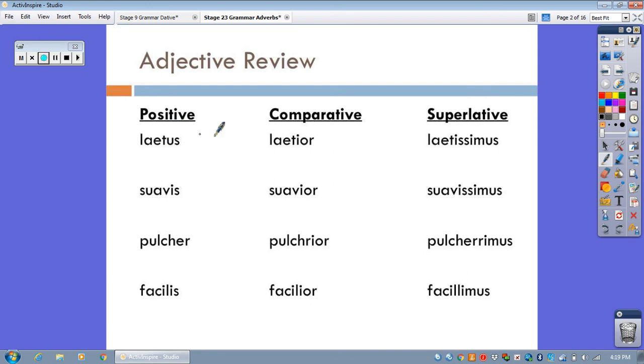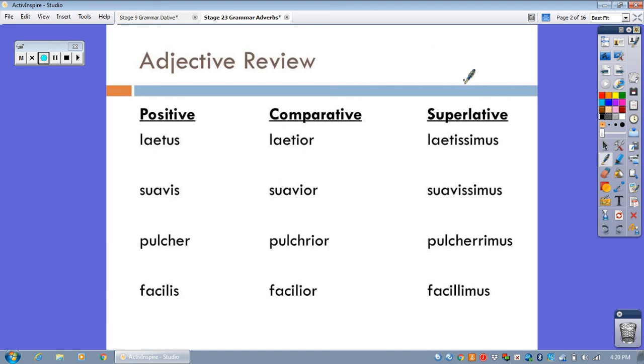Laetus, of course, means happy. Laetior would be happier. Laetissimus, happiest. And then, of course, you have suavis, suavior, suavissimus, which would be sweet, sweeter, sweetest. Pulcher, pulchrior, pulcherrimus would be beautiful, more beautiful, most beautiful. And then facilis, facilior, facillimus, easy, easier, easiest. Some things you might notice. Comparative adjectives all end in -ior. And the superlatives either end in -issimus, as in the first two, or -errimus, or -illimus.